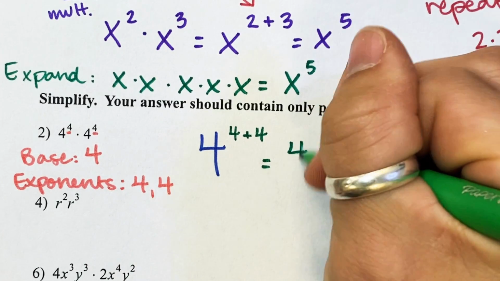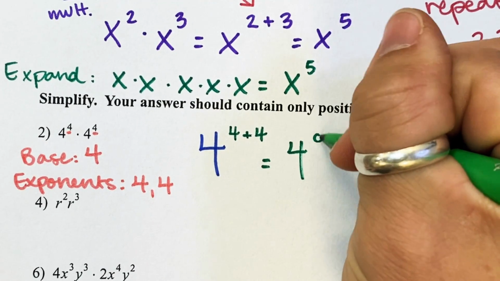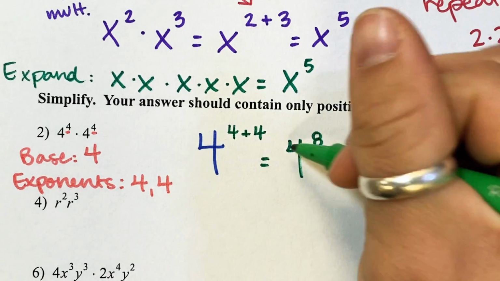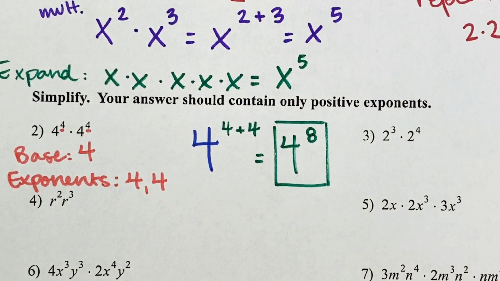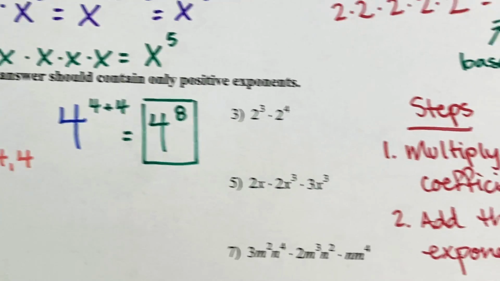Awesome, we know that 4 is to the power of 8. 4 plus 4 equals 8. Beautiful. Okay, let's do number 3 really quick.